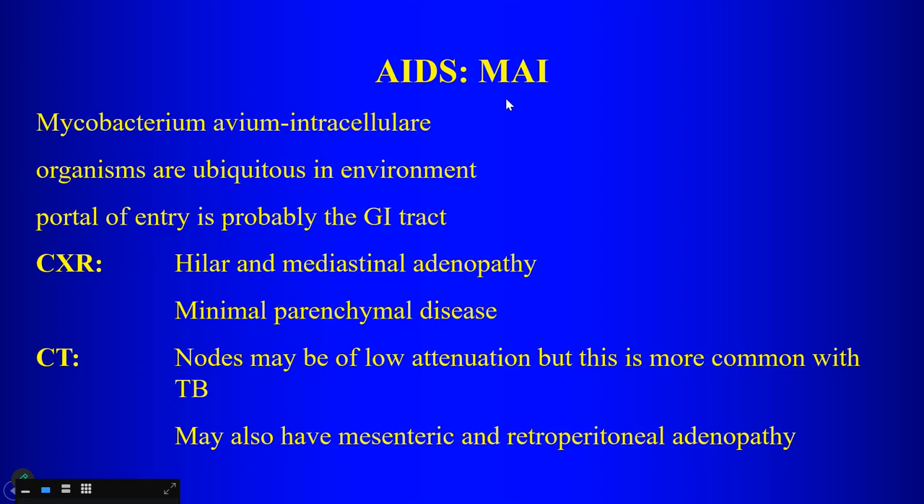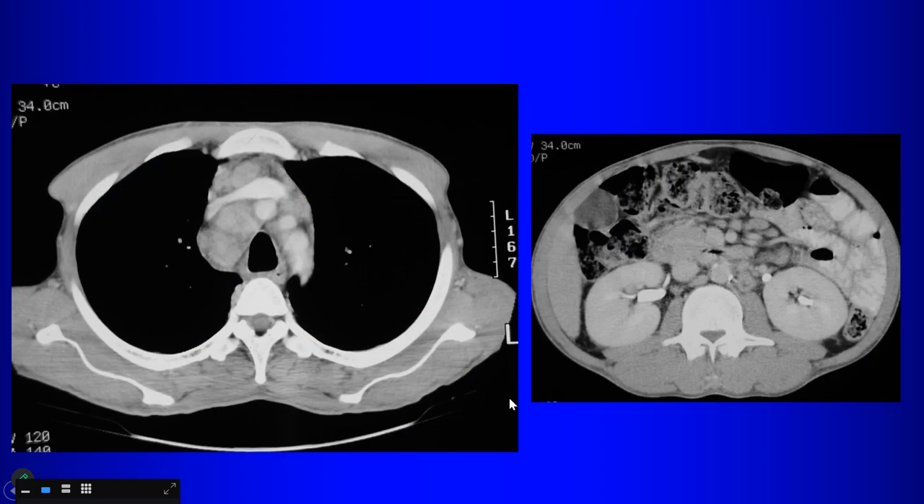Now, atypical mycobacteria can also affect these patients. Here it can manifest predominantly as lymphadenopathy with very little in the way of lung disease: hilar and mediastinal lymphadenopathy, minimal parenchymal disease, and they might also have low attenuation nodes, just like you can see with tuberculosis. Also, they can have lymphadenopathy within the abdomen, mesenteric and retroperitoneal lymphadenopathy.